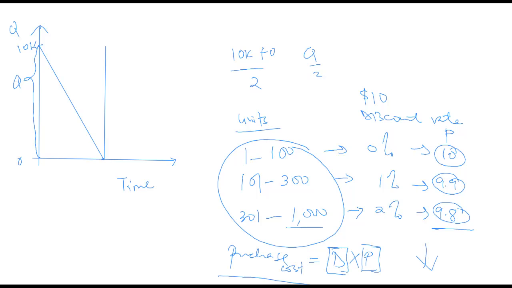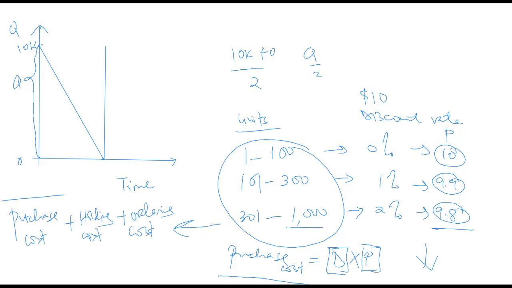So in this case, if the supplier is giving discounts, when you want to get the total relevant cost, it will be purchase cost plus holding cost plus ordering cost. Why do we have purchase cost here? Because it's relevant. It is decreasing based on the Q. Clear?